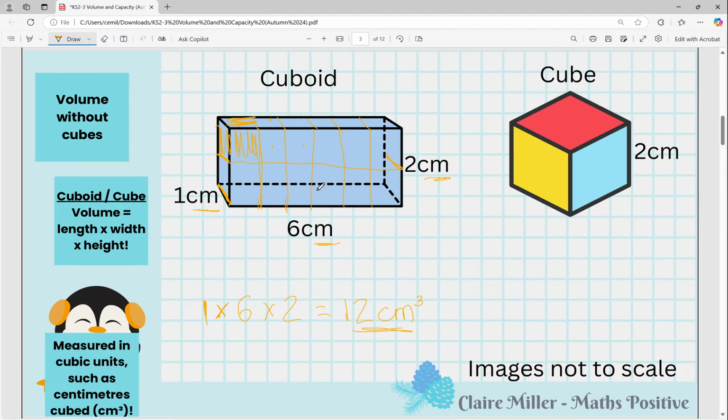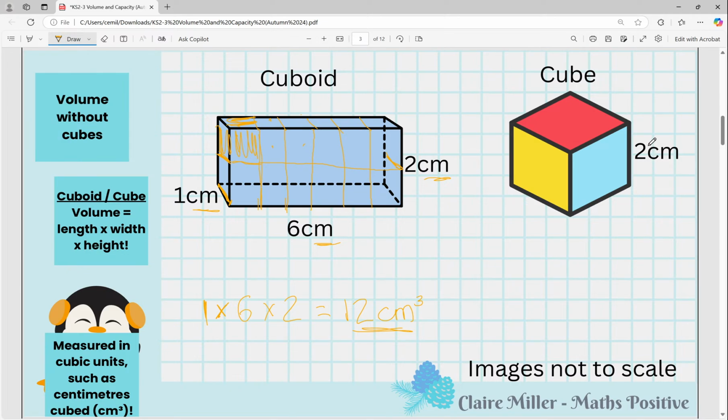So it's literally the same thing. It's just 2 different ways of doing the same thing. We're finding out how many 1 centimetre by 1 centimetre by 1 centimetre little cubes would fit inside this big cuboid. Yeah? Make sense? What about this cube? I've only put 1 side length on this cube. That's interesting. Why can I get away with doing that?